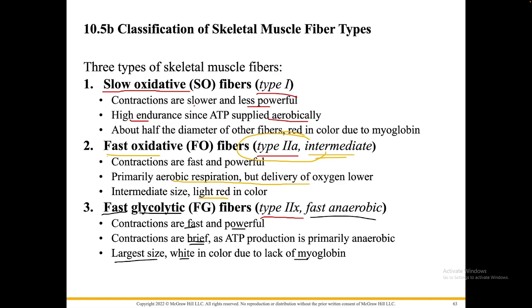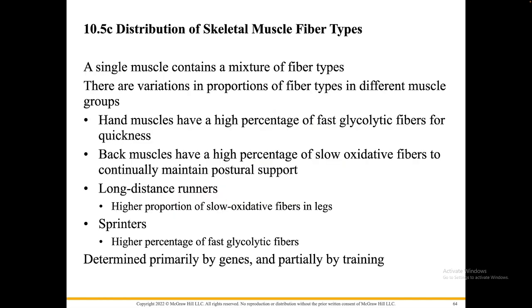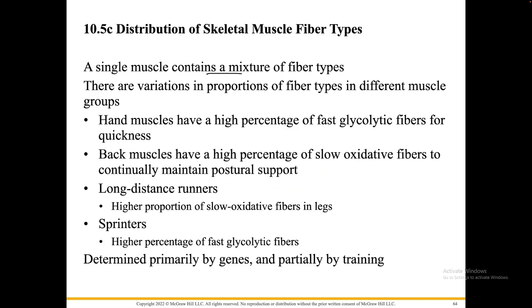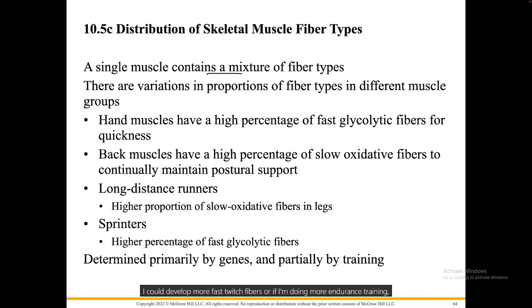Keep going. I don't think that's a major idea right now. Because in reality, most muscles have a mixture of all of these. Yes, there is some research that says specific training could develop more fast twitch fibers, or if I'm doing more endurance training, I could go for more oxidative fibers. But in reality, a muscle has a mixture of all of this. If I think about my hand muscles, my hands have more fast glycolytic fibers, right? I need to quickly move my hand. If I'm falling down, I want to catch myself before my face hits the ground, right?